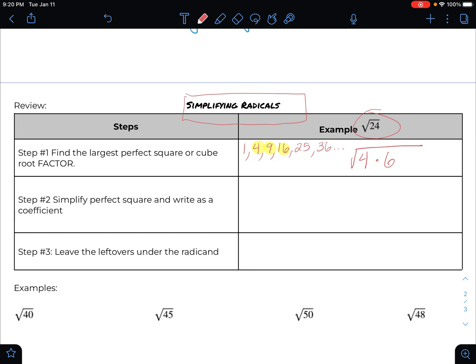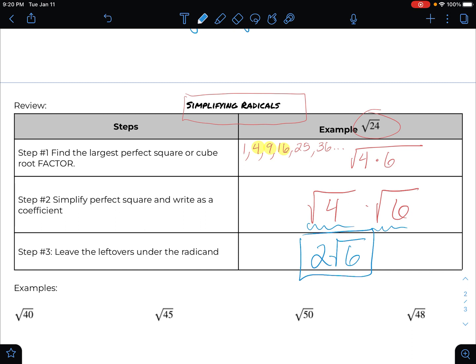Okay, so what I like to do here is then break apart the radicals, so I can rewrite them as the square root of 4 times the square root of 6. Okay, I just broke apart the radical. And then last but not least, the square root of 4 is in fact 2. So I rewrite it as 2. I can't take the square root of 6, so I just leave it as the square root of 6. And that's my final answer.